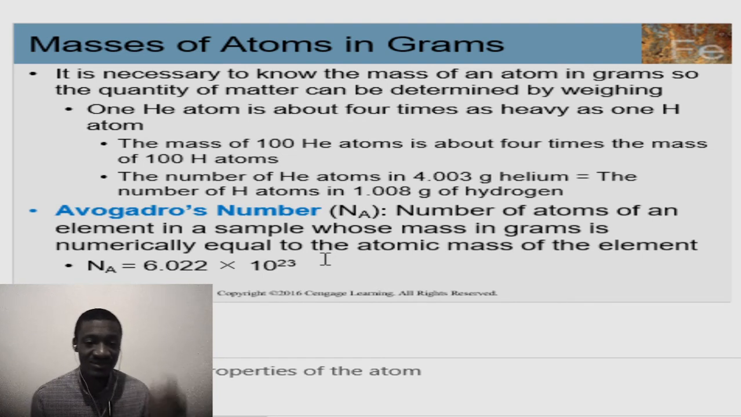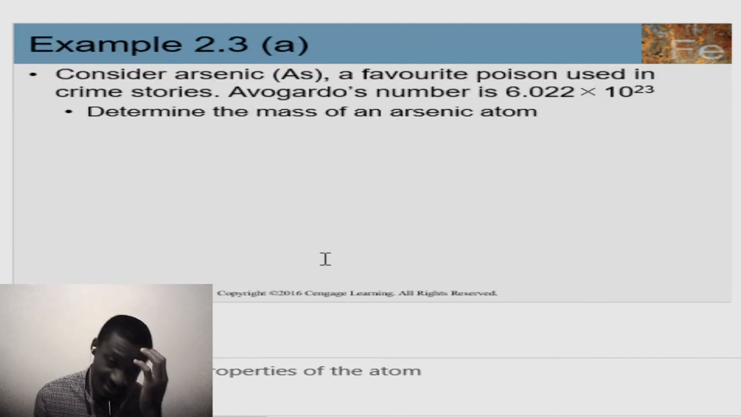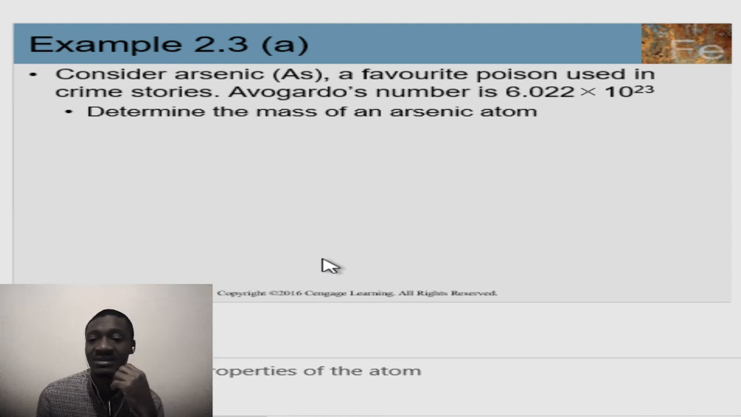So it's quite a lot, and we'll see why it's that way when we look at Avogadro's number in a calculation, or in principle, or in action. So we have an example, and we're considering arsenic gas.